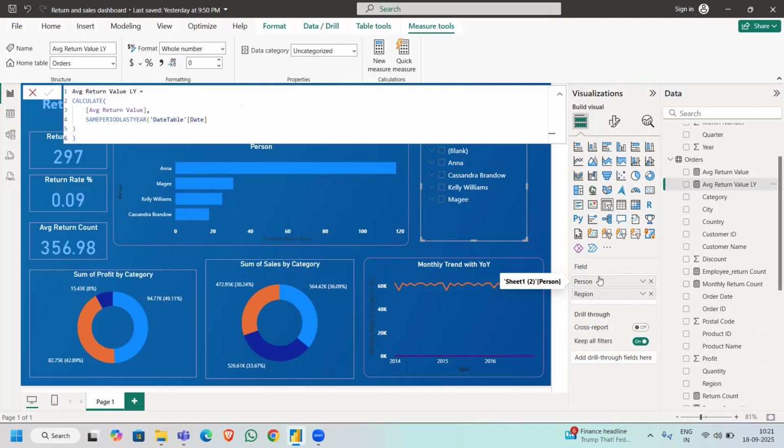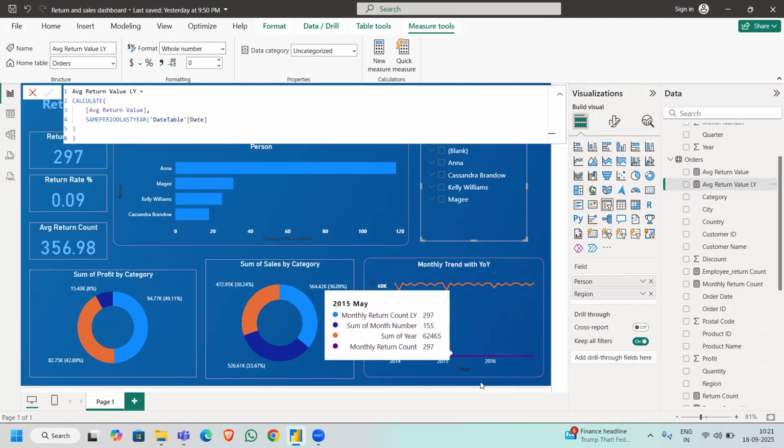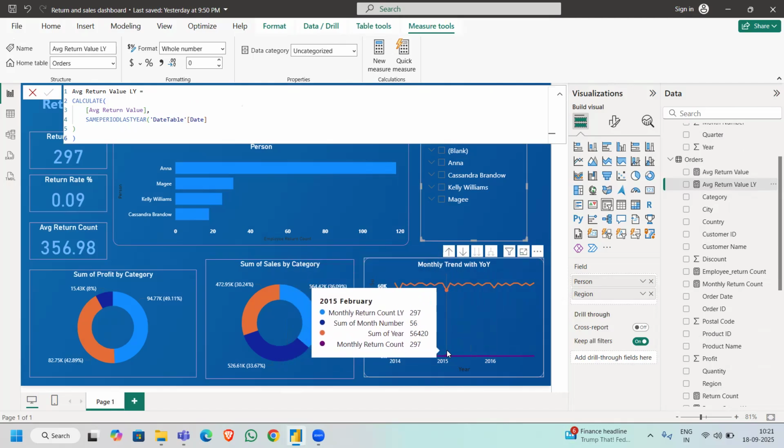I used a line chart with two lines, one for the current year and one for the last year. This clearly shows seasonal patterns. For example, returns after the holiday season were consistently higher compared to the same month in the previous year.